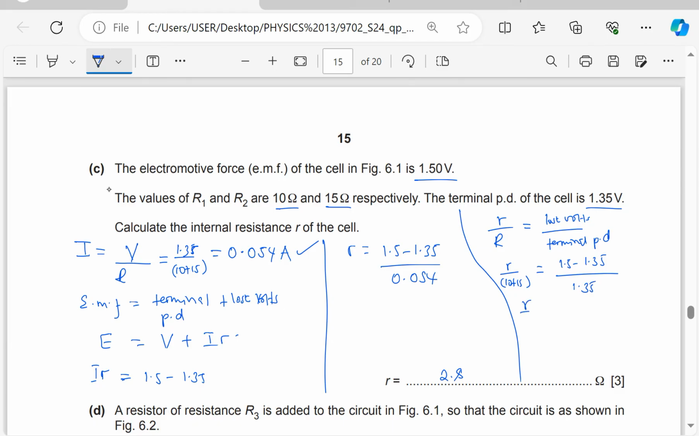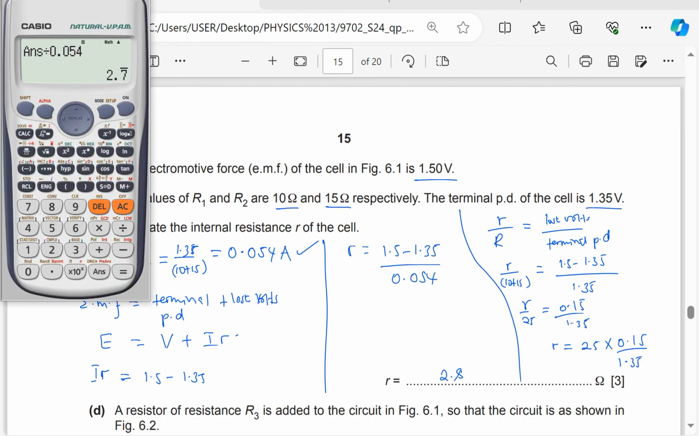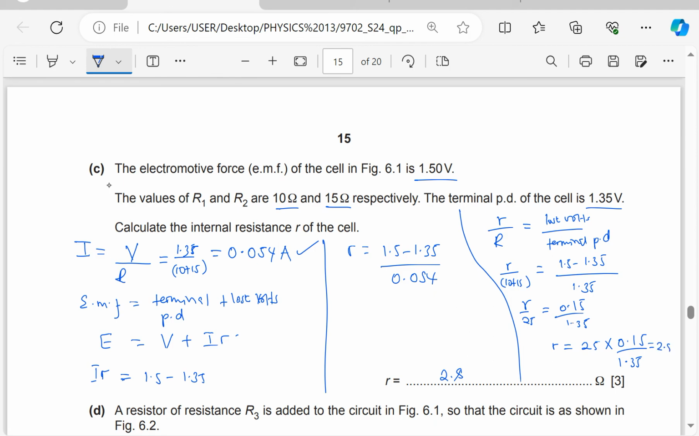So I have that r over 25 equals, what is this? It's 0.15 over 1.35. So it means r is going to be 25 times 0.15 divided by 1.35. Let me check this. So 25 times 0.15 divided by 1.35. So it is the same thing, 2.8 ohms. So this is the potential divider: the ratio of the resistances is equal to the ratio of the PDs.